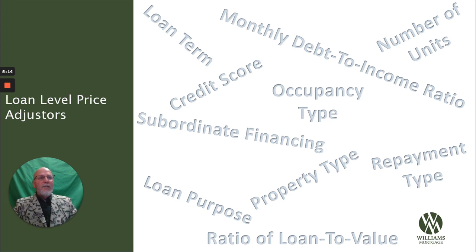Subordinate financing. Are there any second mortgages? The loan purpose. Is it a purchase? Is it a refinance that's rate term, or is it cash out? The property type. Is it a condominium? Is it a manufactured home? Is it a site-built home?